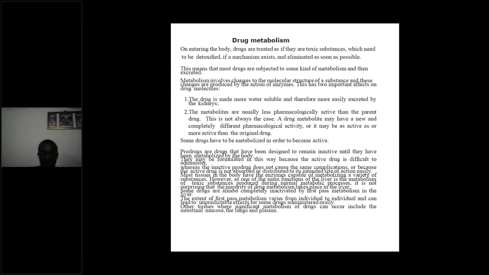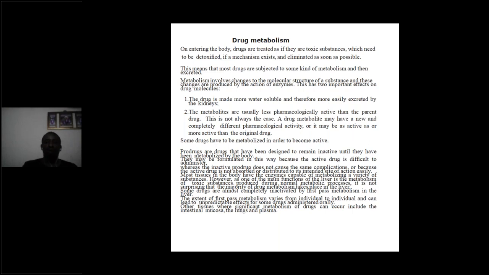Some drugs are that same way. So I want you to take note that immediately a drug enters the body, it is treated as if it is a toxic substance. So the body sees it as a toxic substance coming in. So there is need for it to what? Be broken down, to be detoxified. What the body does is to take it to a non-toxic status. So metabolism is the mechanism through which the body detoxifies the drug.